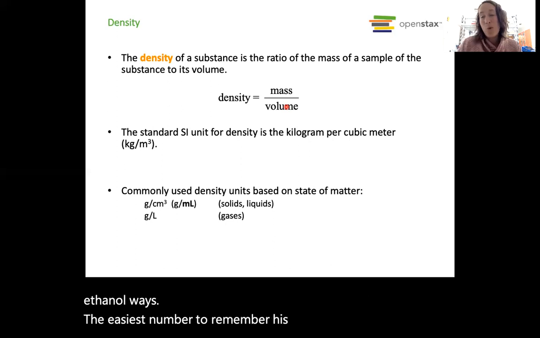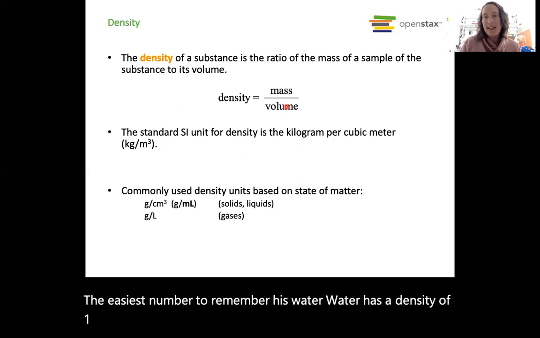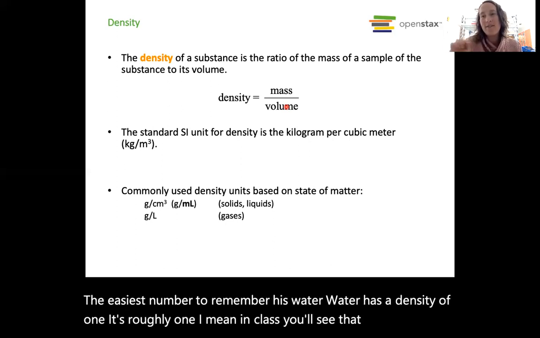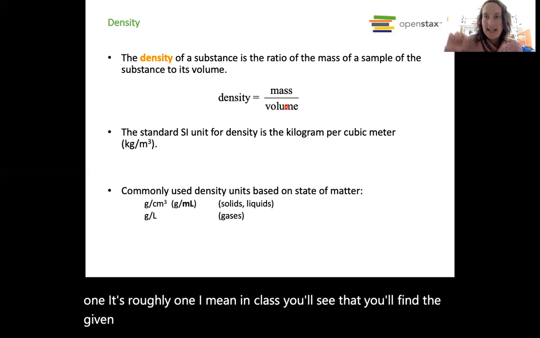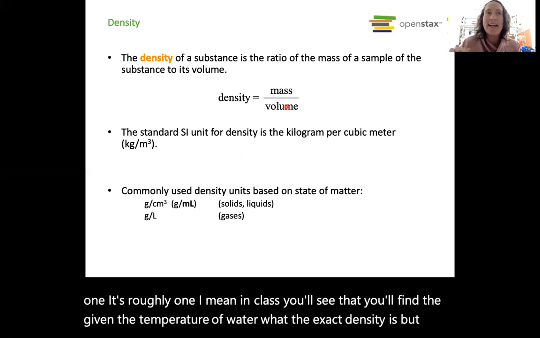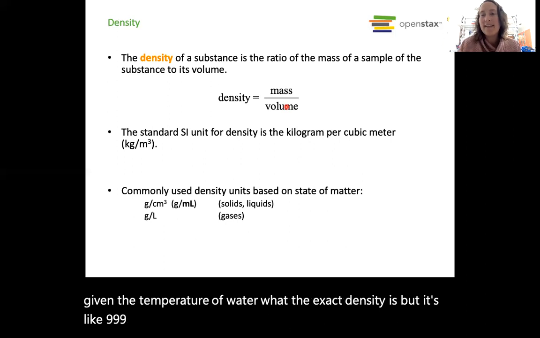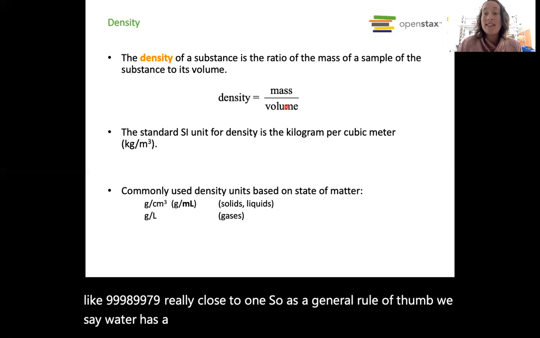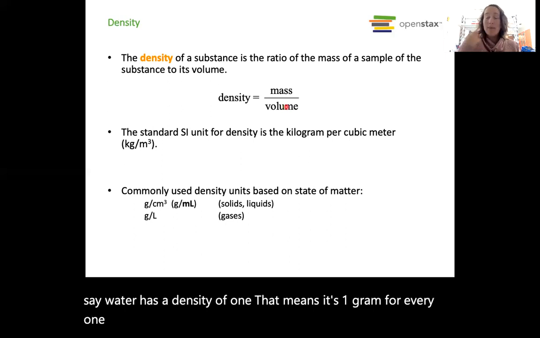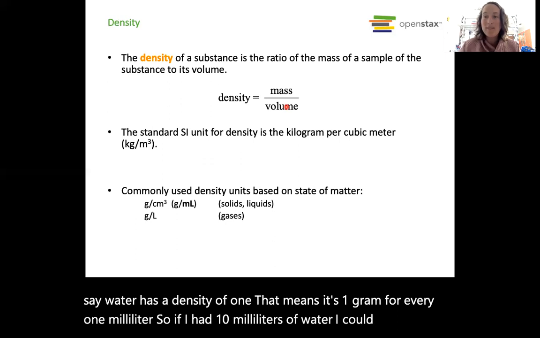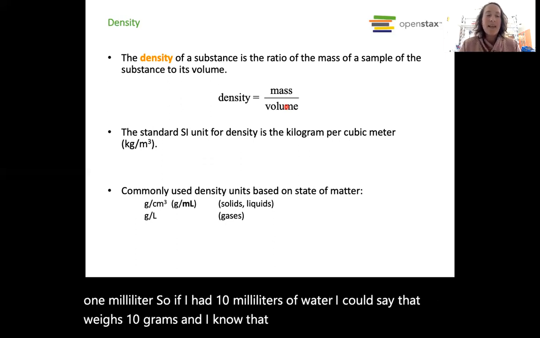The easiest number to remember is water. Water has a density of 1. It's roughly 1. In class, you'll find, given the temperature of water, what the exact density is, but it's like 0.999899979. It's really close to 1. So as a general rule of thumb, we say water has a density of 1. That means it's 1 gram for every 1 milliliter. So if I had 10 milliliters of water, I could say that weighs 10 grams. And I know that because of the density.